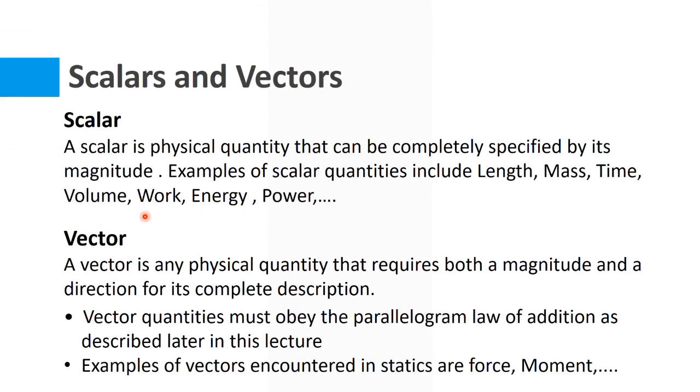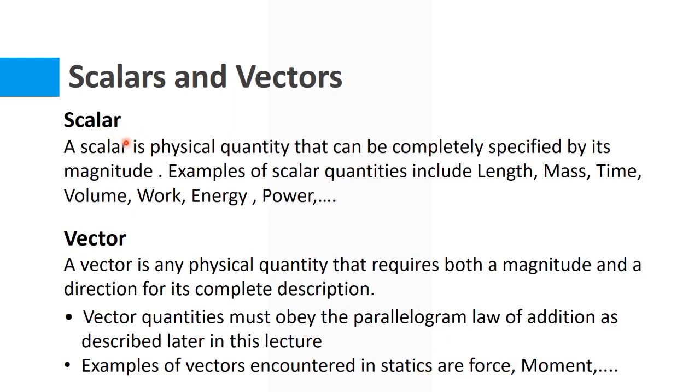Now we have to discuss what scalars are and what vectors are. A scalar is a physical quantity that can be completely specified by its magnitude. Examples of scalar quantities include length, mass, time, volume, work, energy, and power. A vector is any physical quantity that requires both magnitude and a direction for its complete description. Vector quantities must obey the law of parallelogram of addition as described later in this lecture, and examples of vectors encountered in statics are force, moment, etc.